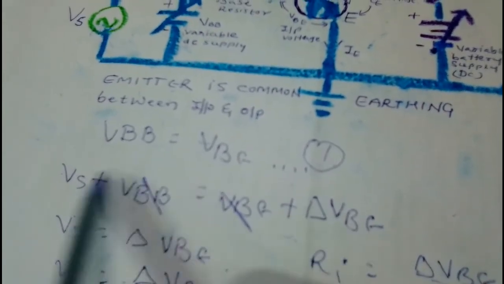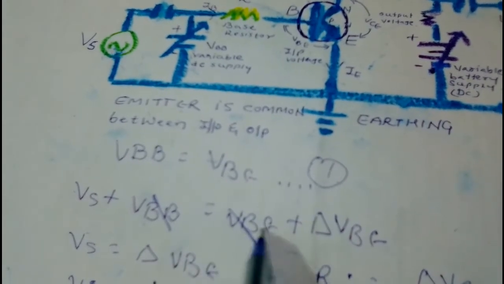Now we are providing the input signal. So Vs, the input signal, plus VBB is equal to VBE plus a little change in base emitter voltage. When we are giving the input signal to the base, at that time there will be a change in the base emitter voltage. So Vs plus VBB is equal to VBE plus delta VBE.